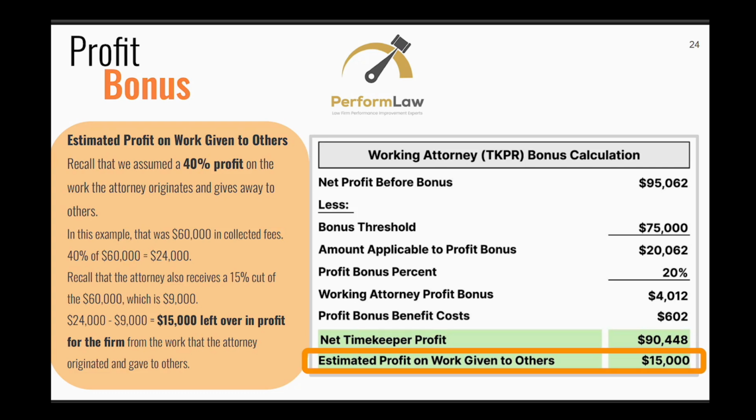We're assuming that of the $300,000 in originations, they give away $60,000 of that for other people at the firm to work, and we're assuming that there is a 40% profit on that $60,000. We also subtract out the 15% cut that the attorney receives. So what the firm keeps would be $15,000. And the $90,448 plus the $15,000, that's everything that the firm gets to keep overall from all of the work that the attorney does and all of the work that the attorney originates.